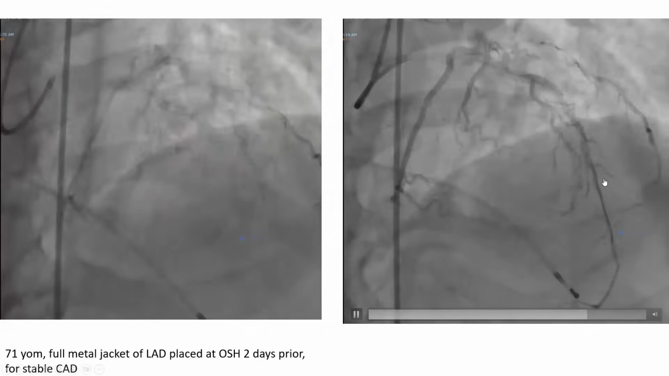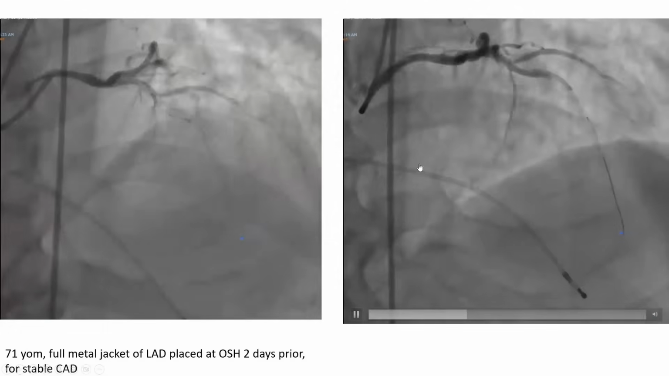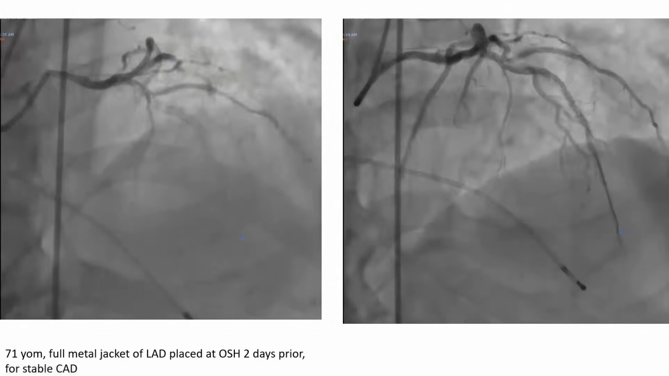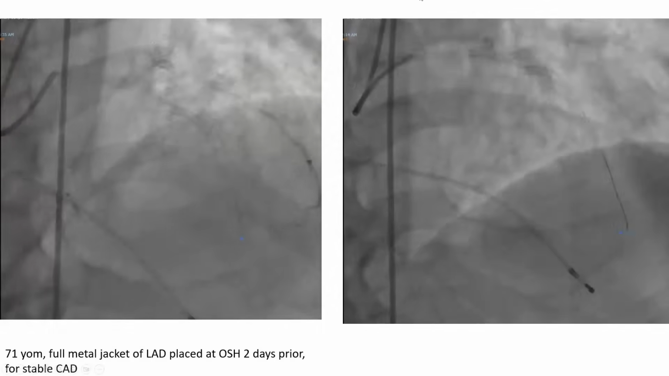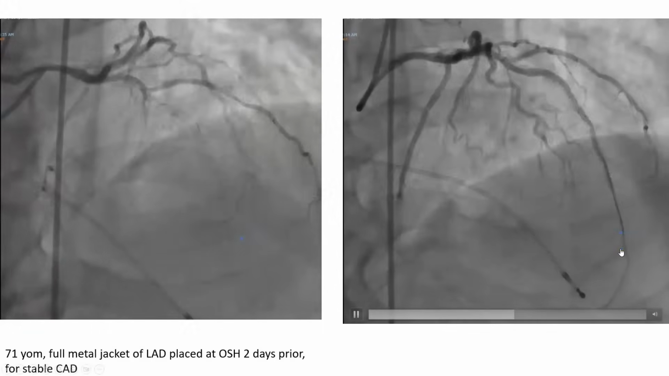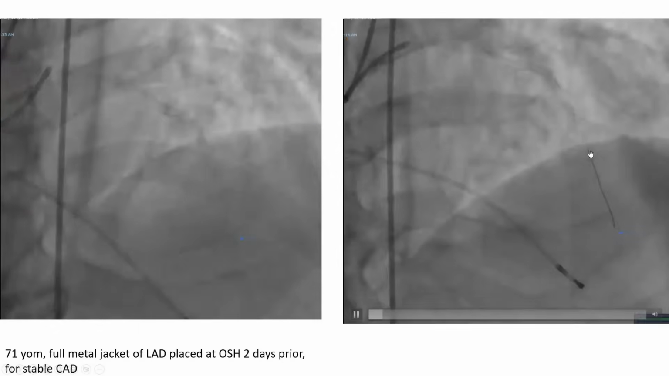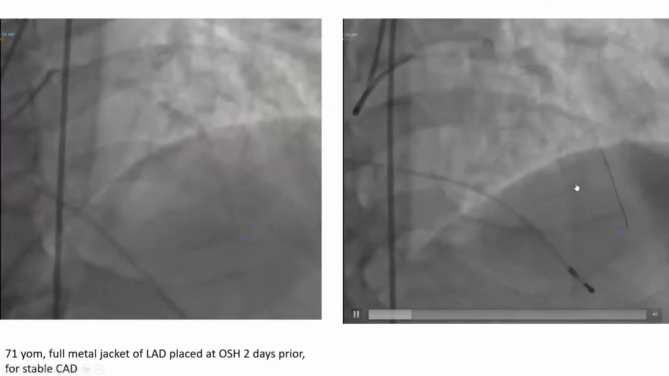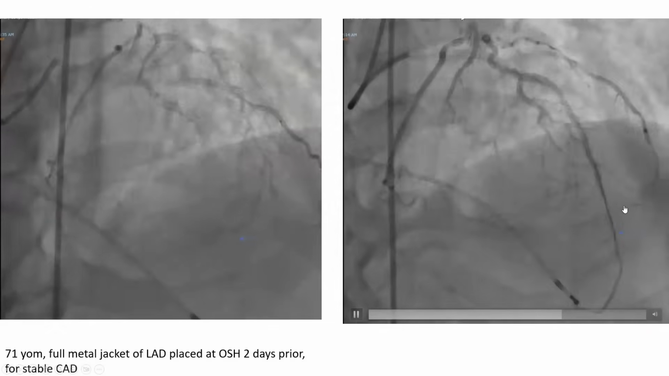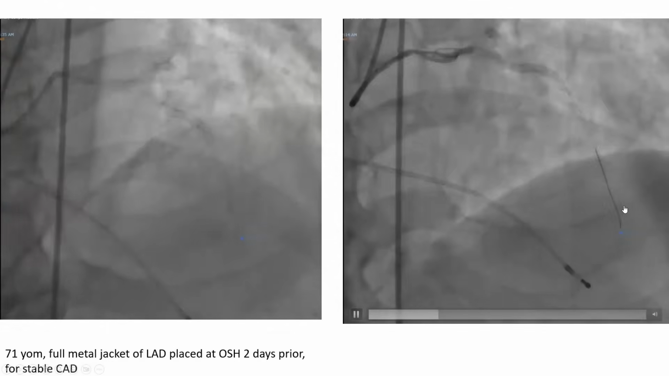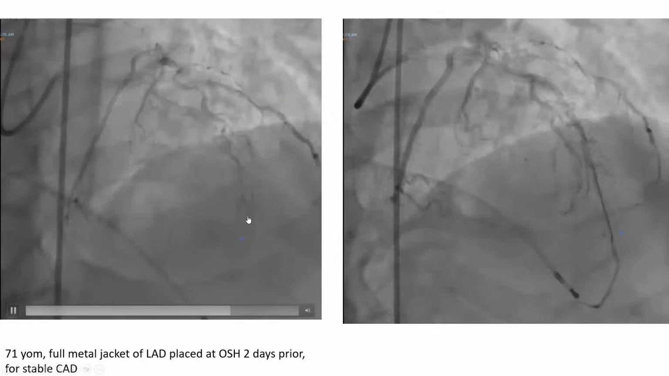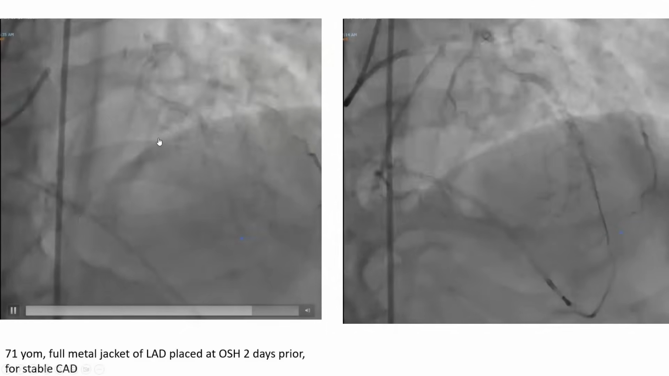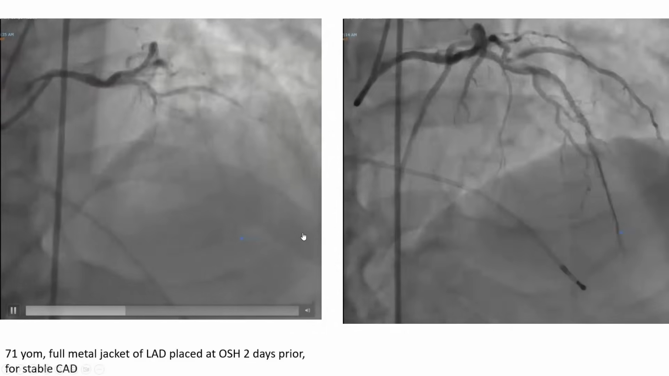You can do IVUS, look for underexpansion and edge dissection, but it's very evident. That's one reason I avoid full metal jackets. If you put stents that are way longer than half the length of the vessel, you're predisposing the patient to thrombosis because the distal portion of that stent is having little runoff. It's having little flow. It will thrombose and the stent thrombosis will track backward. Eventually, the whole stented area will thrombose.